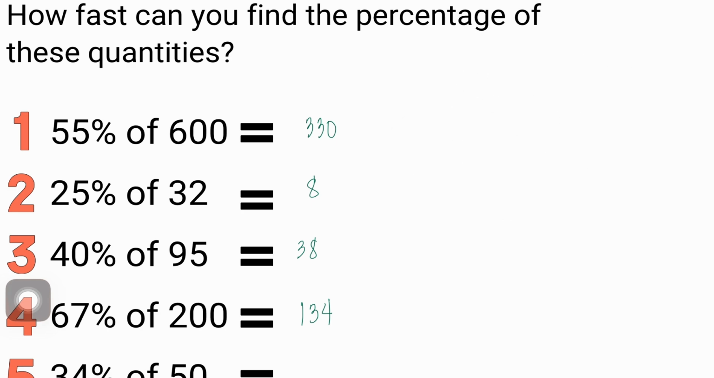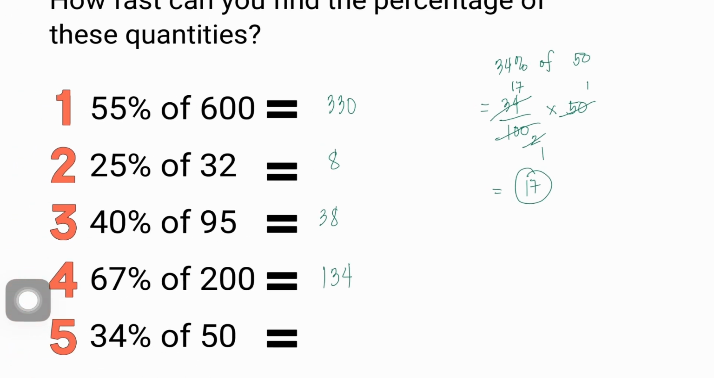The last one, number 5, is 34% of 50. So 34% is equal to 34 hundredths multiplied by 50. Now we can cancel 50 and 100. Your 50 will become 1. Your 100 will become 2. Now since 34 and 2 are both divisible by 2, 2 divided by 2 is 1. 34 divided by 2 is 17. So 17 times 1 is still 17. That means 34% of 50 is 17.